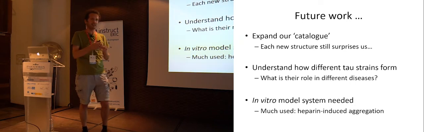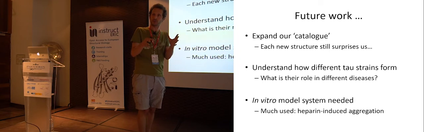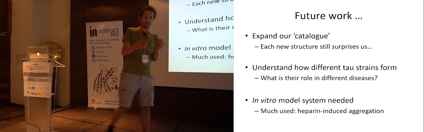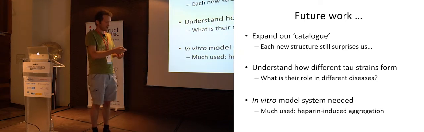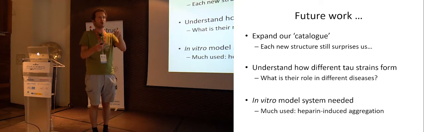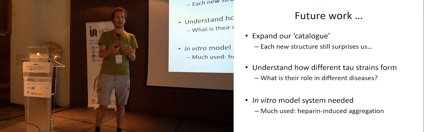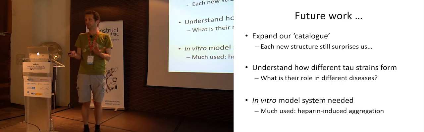course. And I think in order to gain that kind of understanding, some kind of in vitro reconstitution system is very much needed. Now, traditionally, people have used the addition of heparin to overexpress tau. Tau itself is extremely soluble, it's very hard to aggregate. But if you add heparin, a polyanionic molecule, then it forms in vitro filaments.